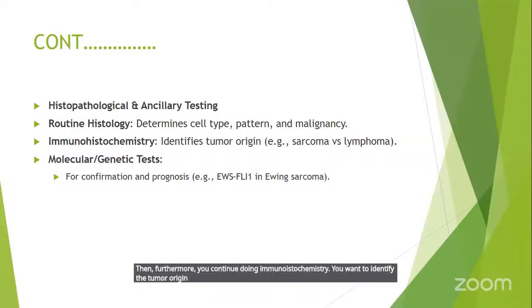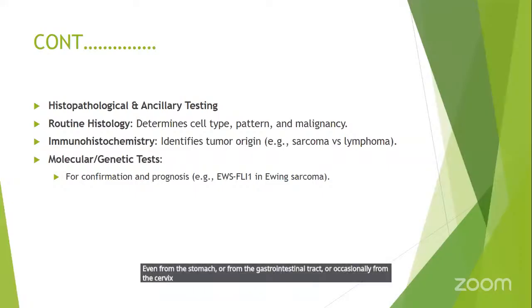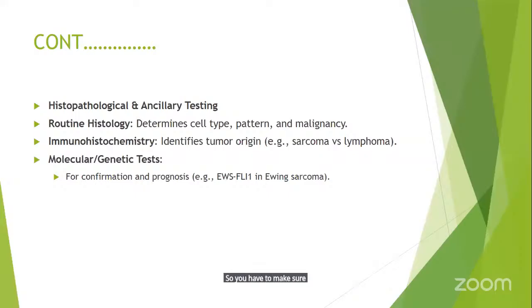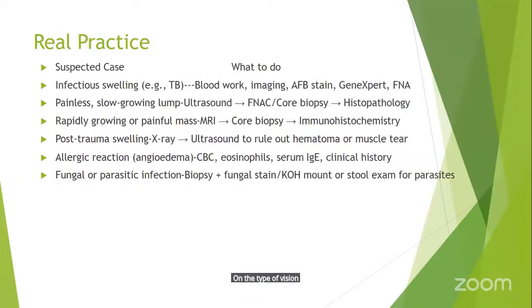Sometimes a lesion can appear as a soft tissue mass when it is just metastatic disease from the internal organs, even from the stomach or gastrointestinal tract, or occasionally from the cervix or ovaries. Then you see it on the skin. So you have to make sure you identify the lesion accordingly. Then for further checkup, you can go in for molecular or genetic tests depending on the type of lesion identified.